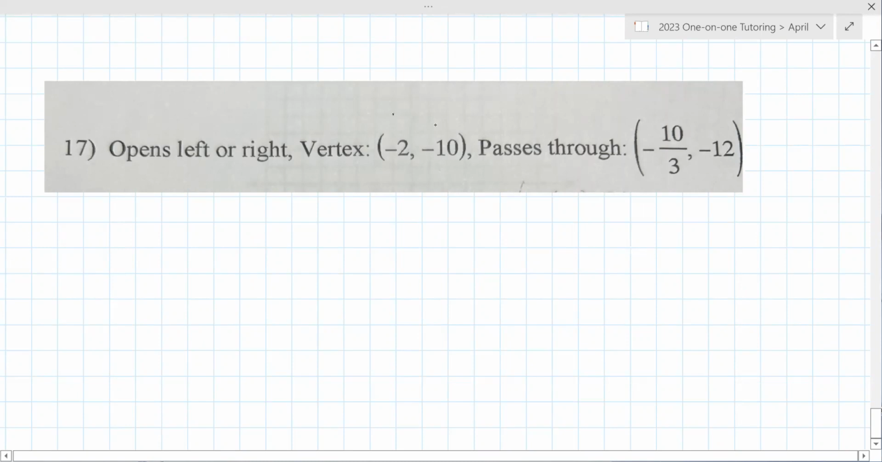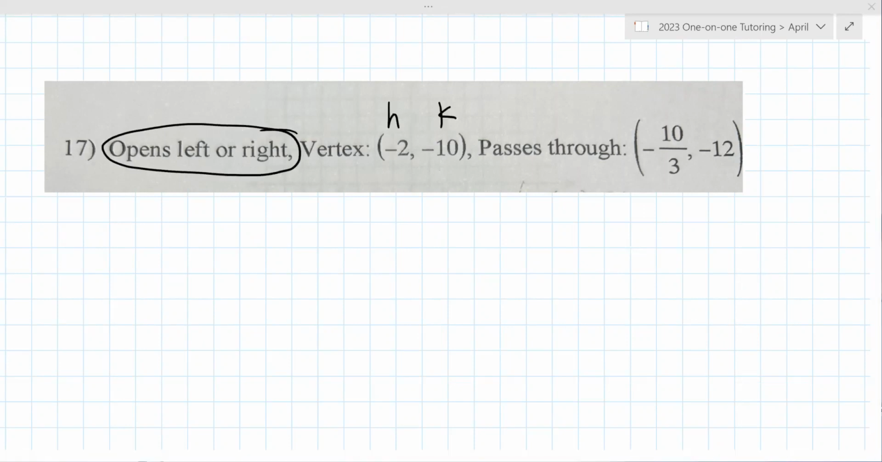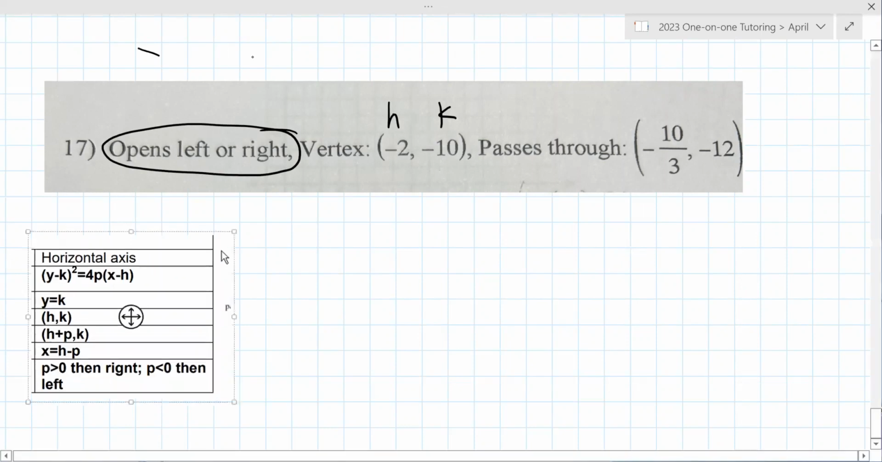So the vertex is always (h, k). Since it opens left or right, very important there, that tells you that it's a horizontal axis problem. Horizontal axis is referring to the axis of symmetry. That means that it's left or right, which is this equation here. So you're going to immediately put h and k into this equation.